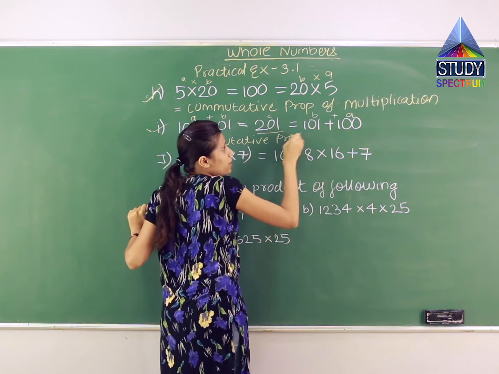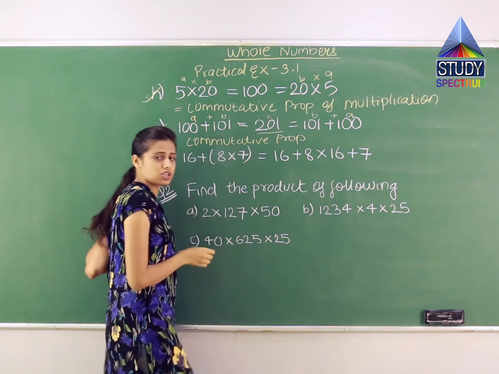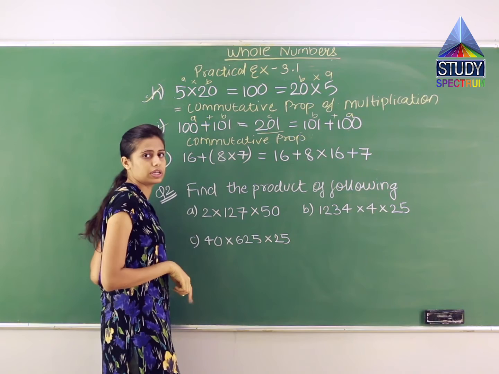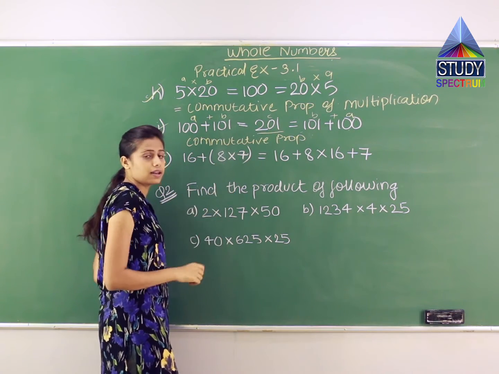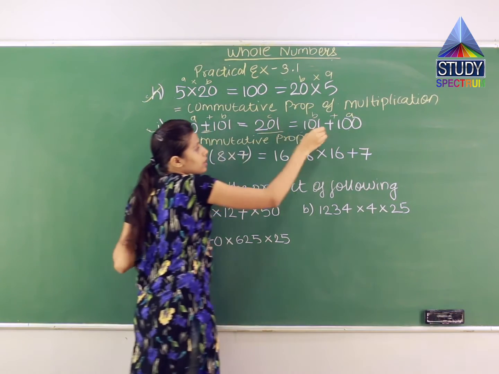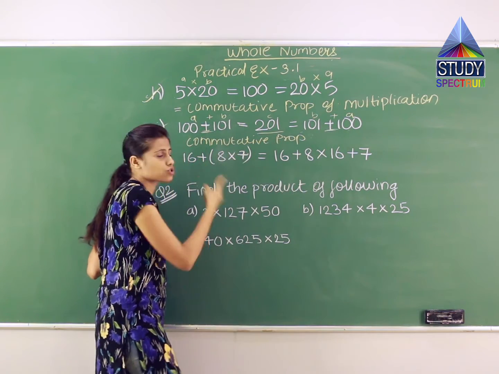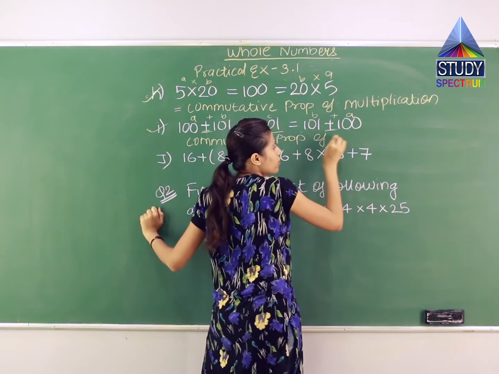But commutative property of what? Over here it was multiplication because there was a multiplication sign in between. So it was commutative property of multiplication. Over here which sign is there? Look over here. It is addition. So it is commutative property of addition.